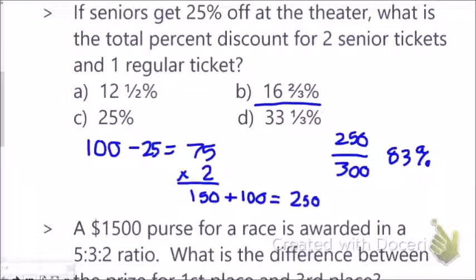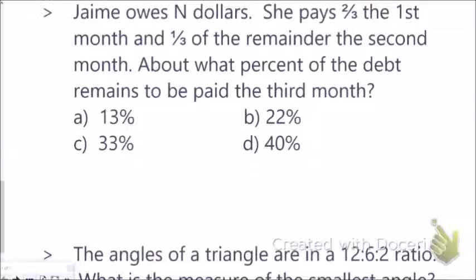You also could have done the same thing by, instead of dividing by 250, you could have done 50 divided by 300 by basically saying the $50 discount compared to the $300 price, and that would have also gotten you to answer choice B.